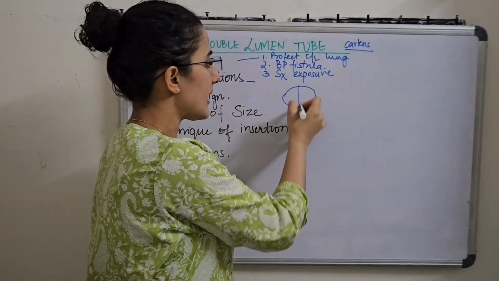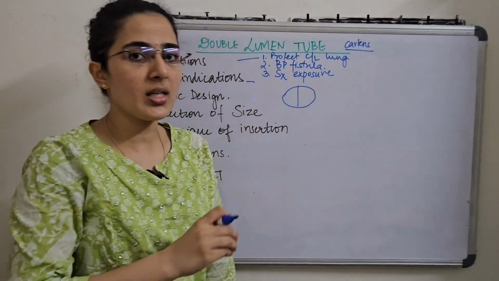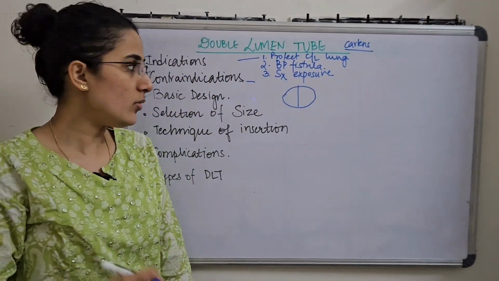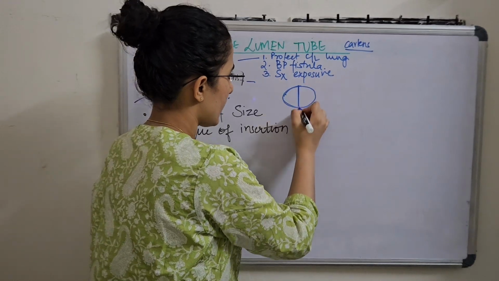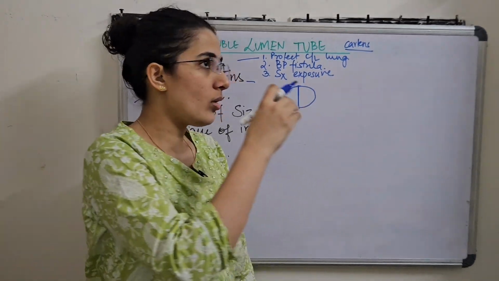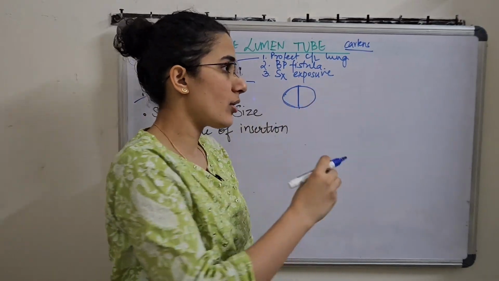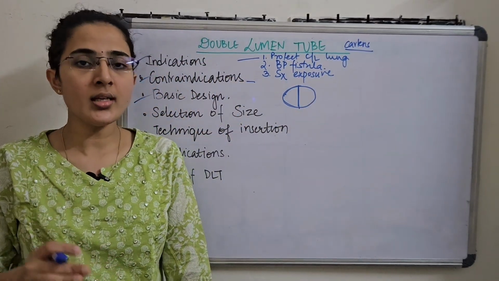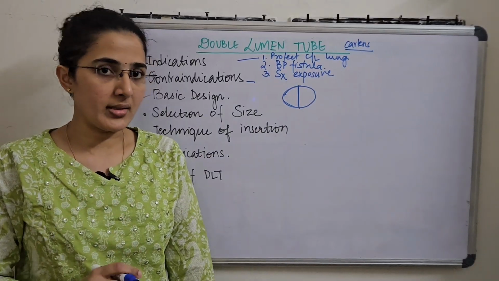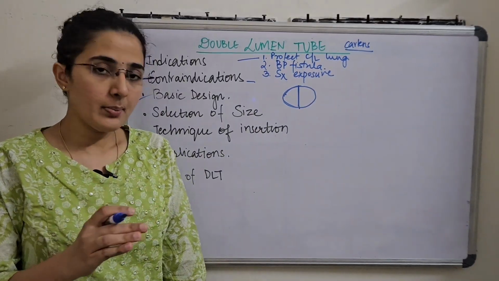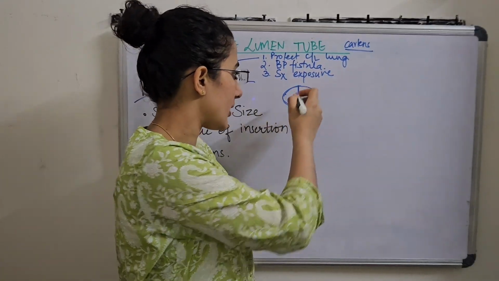The ellipsoid cross section will be present, and it will have a septum, so there are two D shapes. The orientation, vertical or horizontal, will change in various types of double lumen tubes, so I'm just telling the basic structure. It will be ellipsoid with a septum. This septum ensures adequate oxygenation and adequate airflow without much turbulence.